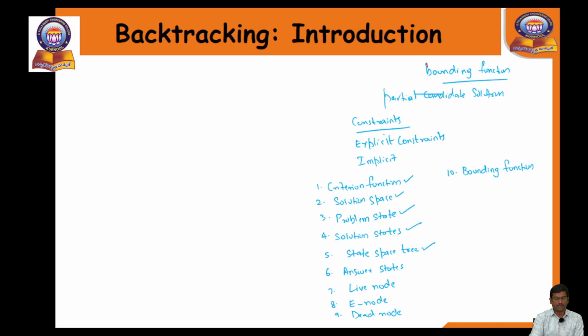Answer states are those solution states for which the path from the root defines a tuple which is a member of the set of solutions, that is, it satisfies the implicit constraints of the problem. And coming to the live node and E-node: a live node is a node which has been generated and all of whose children have not yet been generated.